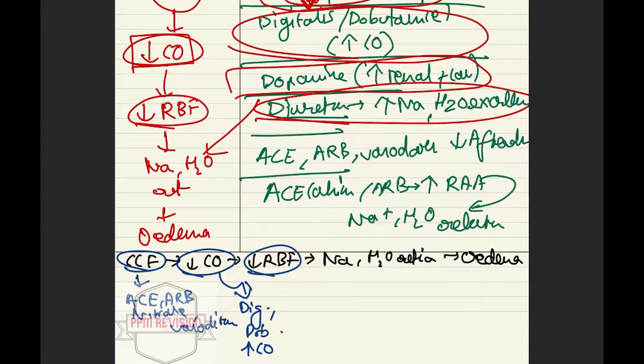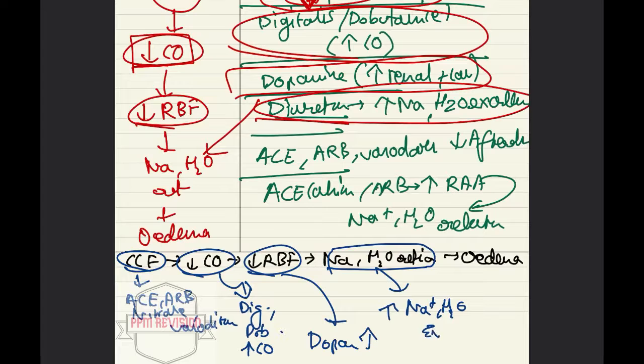Next, a reduced renal blood flow. What can be used is dopamine. It increases the renal blood flow. And next, moving on to the diuretics, what it does is it increases the sodium and water excretion as well. So hopefully it is very clear now.